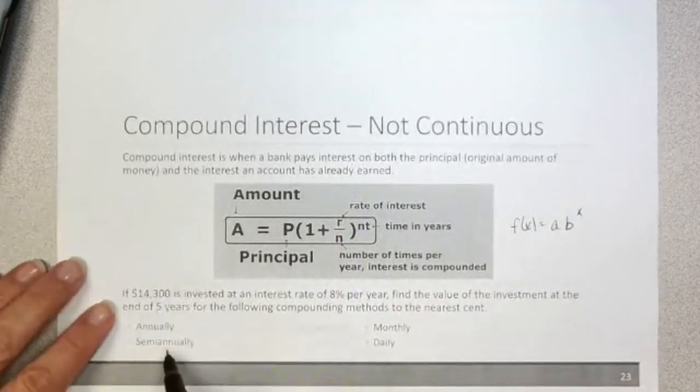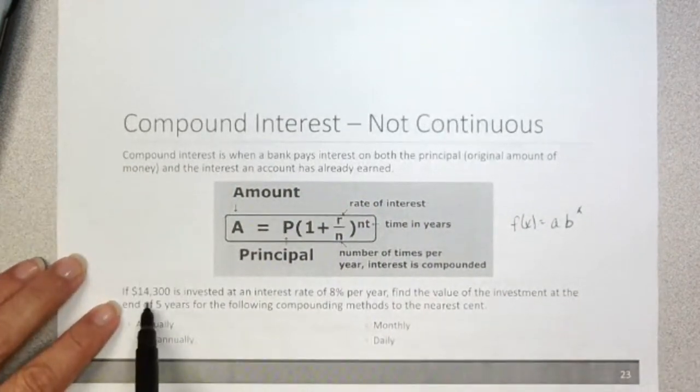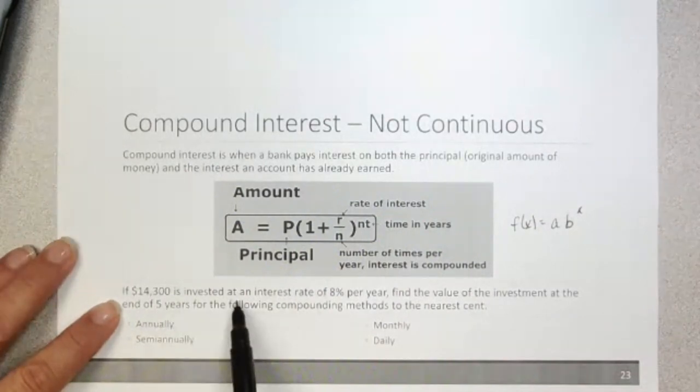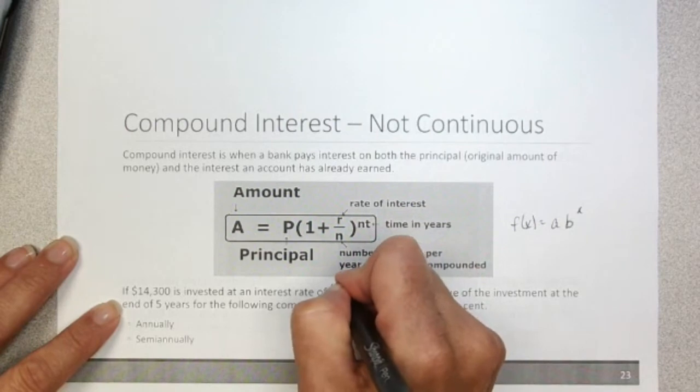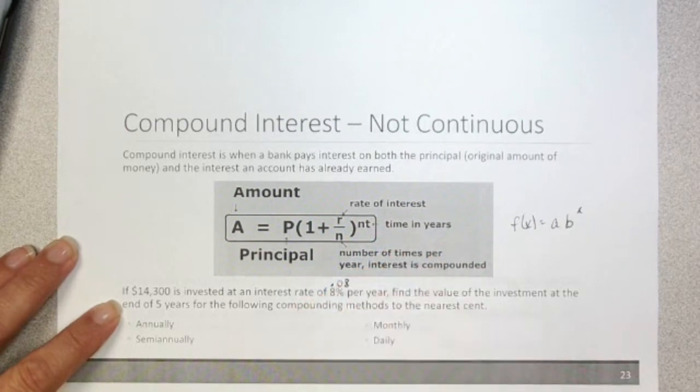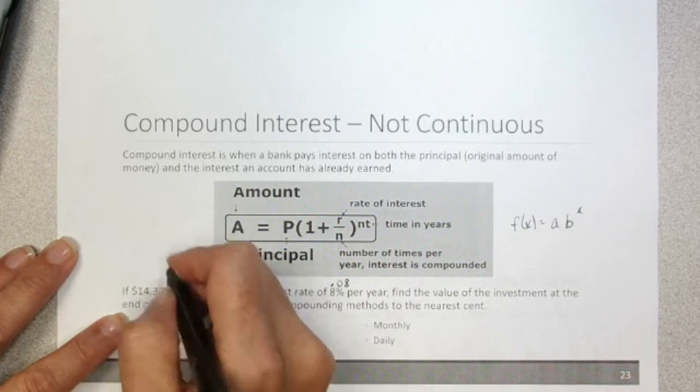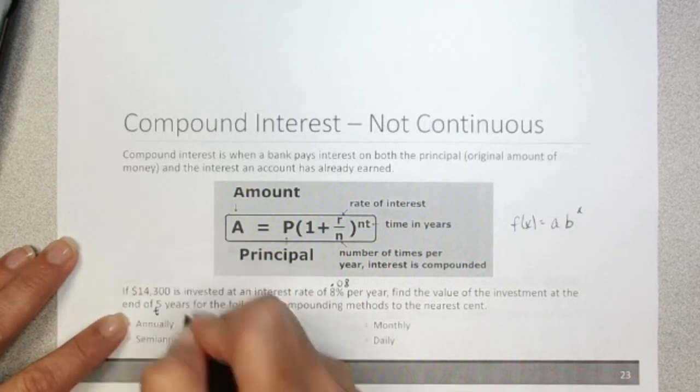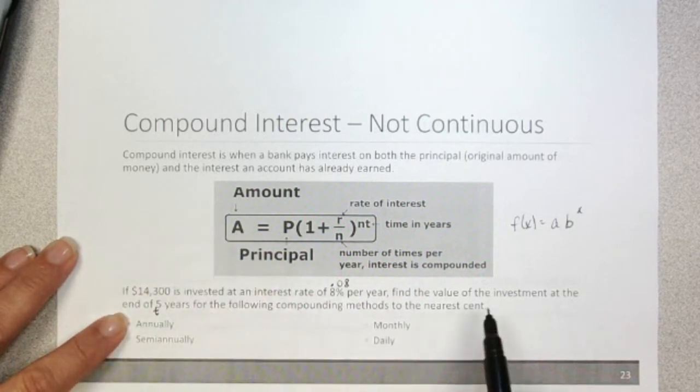So to use this model, let's look at some examples here. If $14,300 is invested at an interest rate of 8% per year, and we calculate with that, that's going to be 0.08, move that decimal over. Find the value of the investment at the end of 5 years. So our T is 5 years there. And of course to the nearest cent because it's money.